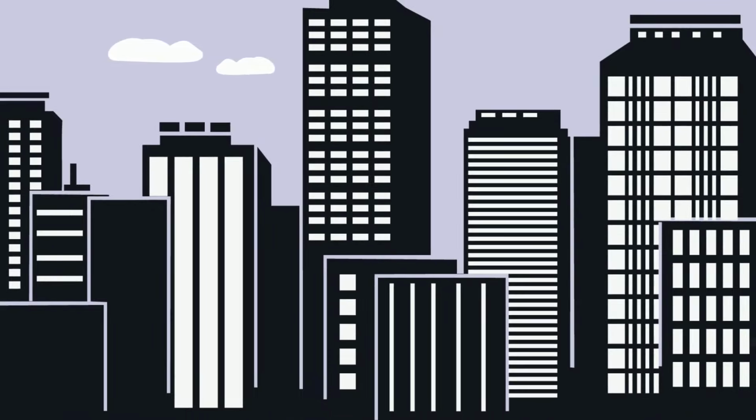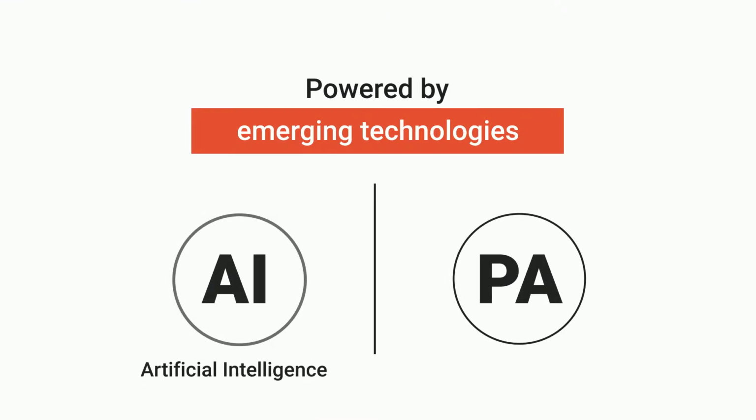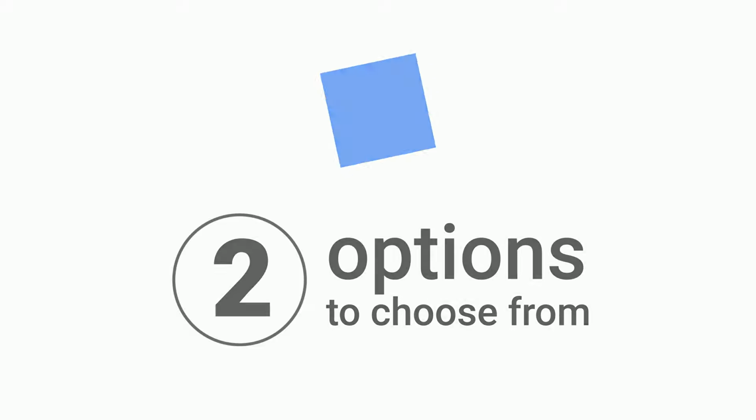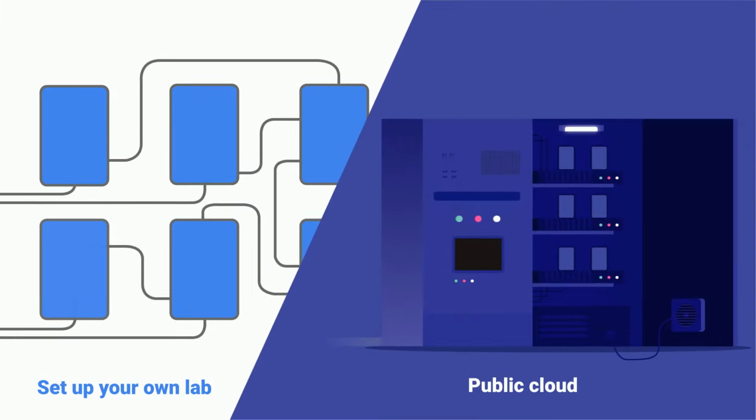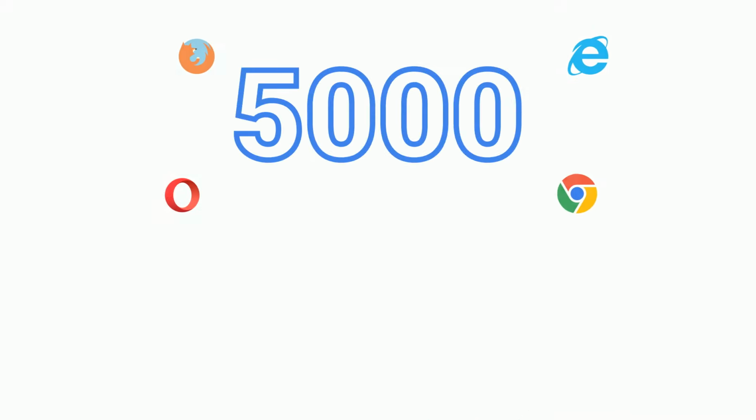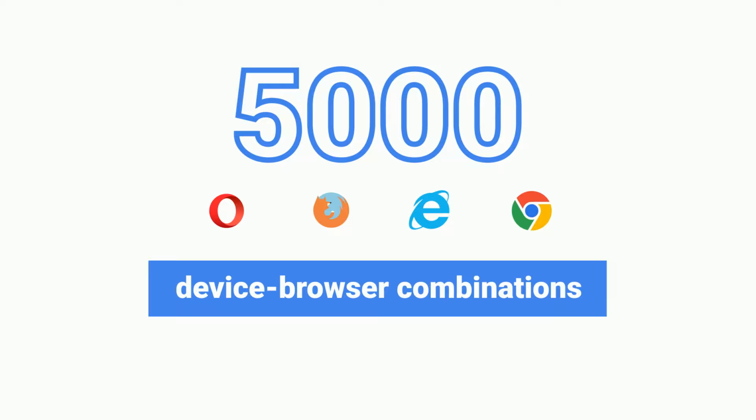pCloudy is a next-gen mobile app testing platform that is disrupting the QA industry with its futuristic tools powered by emerging technologies like AI and Predictive Analytics. There are two options to choose from. It helps enterprises to set up their own lab or choose from devices and perform tests on public cloud. This demo is shown on our public cloud with more than 5,000 device browser combinations.